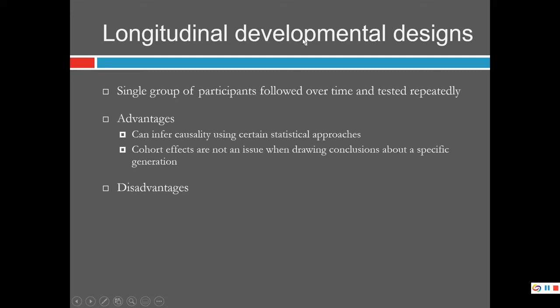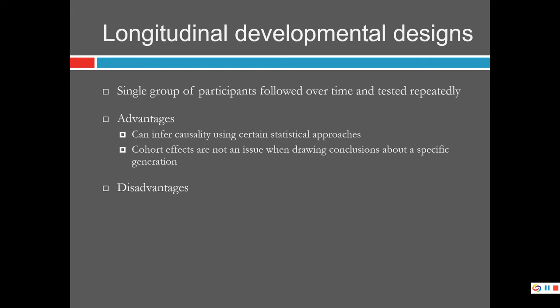So when you have a group that you're following over time, cohort effects are not influencing you in the same way because you're just following one cohort. Maybe you have 1,000 people that were born between 1965 and 1970, and you're following them for 30 years or something. So cohort effects don't matter because you are following the same people. You're not comparing different cohorts.